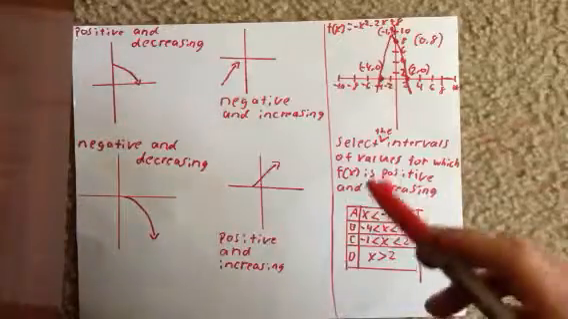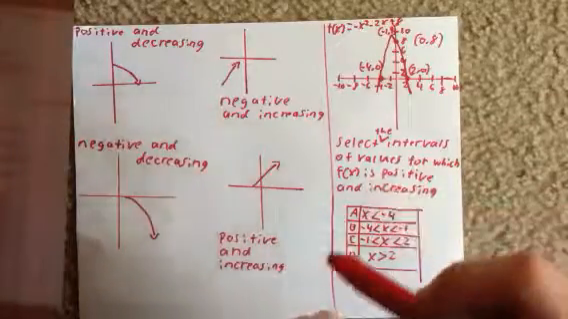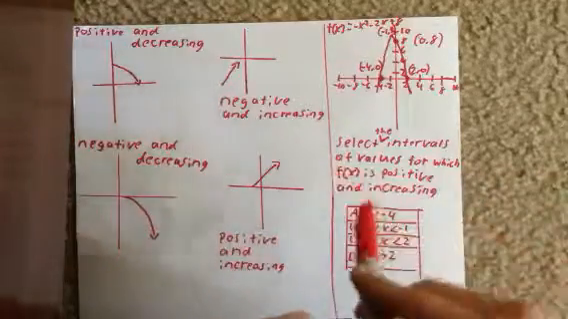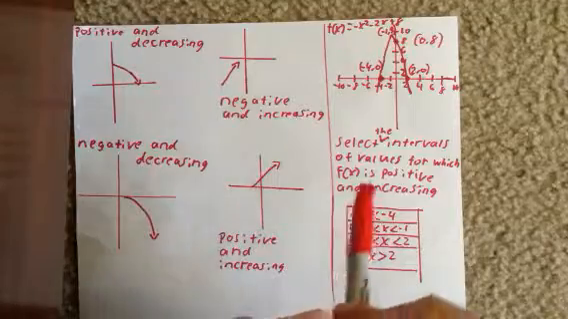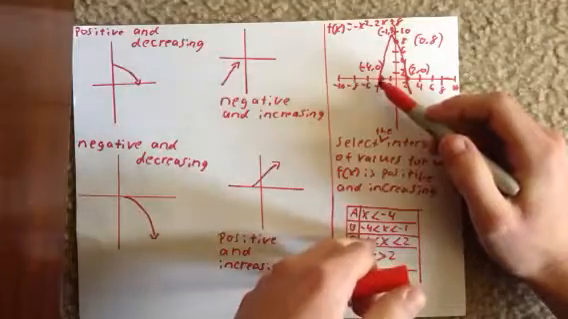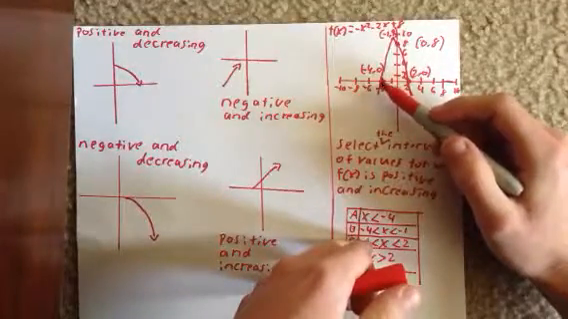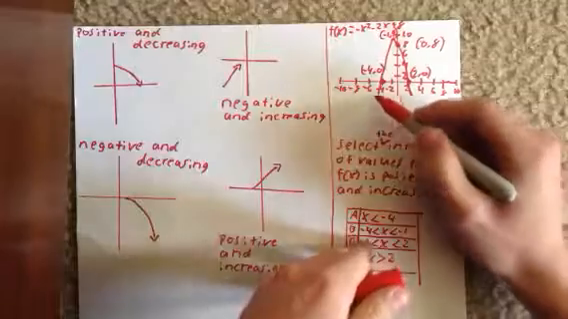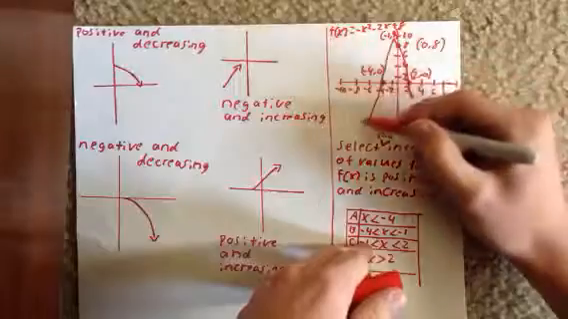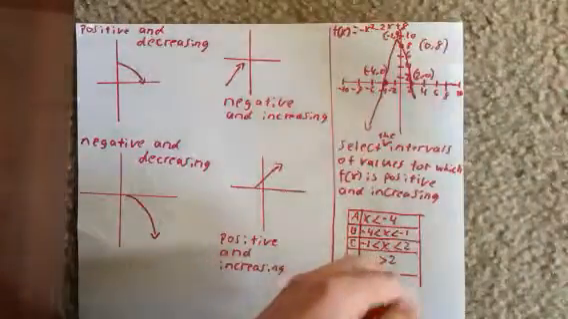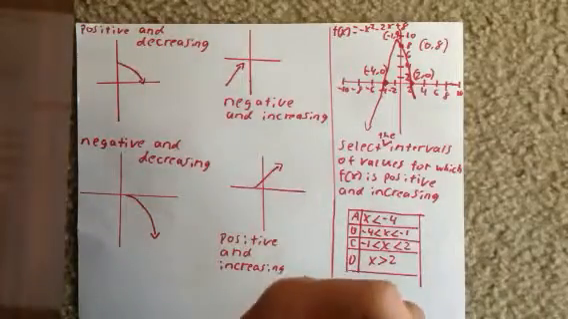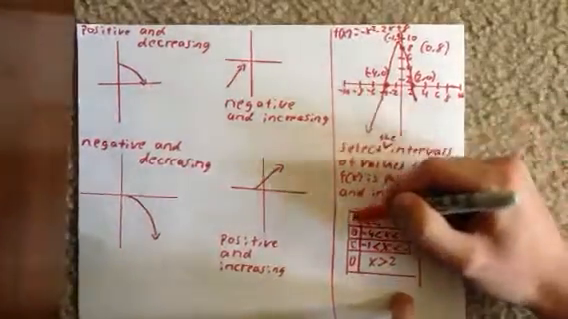So we need to find the values for which f of x is positive and increasing, like is shown here. So for A, x is less than negative 4. If x is less than negative 4, it would be from here downward. If we continue this way, that is obviously negative and decreasing. It's not positive and increasing. So A is out.